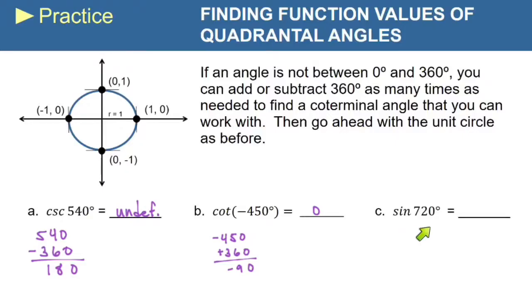And then for the sine of 720, if 720 is too large, I can just subtract 360, and of course that leaves 360. And obviously if I subtract 360 again, that angle is going to be coterminal with 0. So the terminal side is going out the right side of the circle, and the sine here is just equal to y, so the sine of 720 is 0.